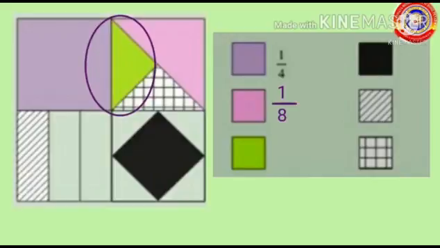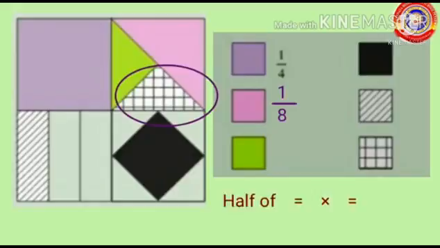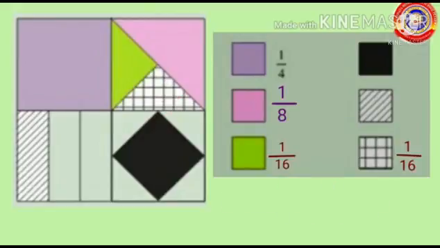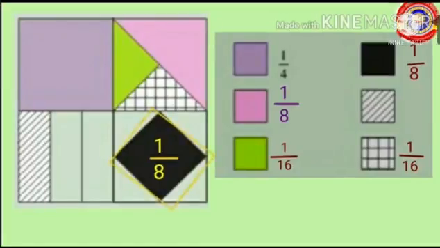Next, find out how much of the square is the green part and this shaded part. These two parts are half of 1 by 8. Half of 1 by 8 is equal to 1 by 2 into 1 by 8, which is equal to 1 by 16. So the green part and this shaded part equals 1 by 16. Next, find out how much of the square is this black part. This black part is half of 1 by 4. We know that half of 1 by 4 is equal to 1 by 8. So, the black part equals 1 by 8.